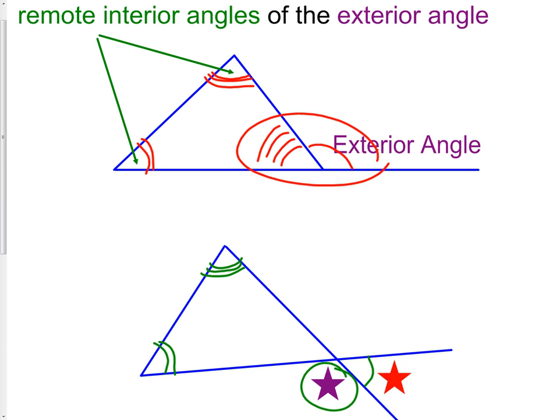The two angles I just circled in red would be a linear pair. The one to the right side, which is outside, would be our exterior angle.